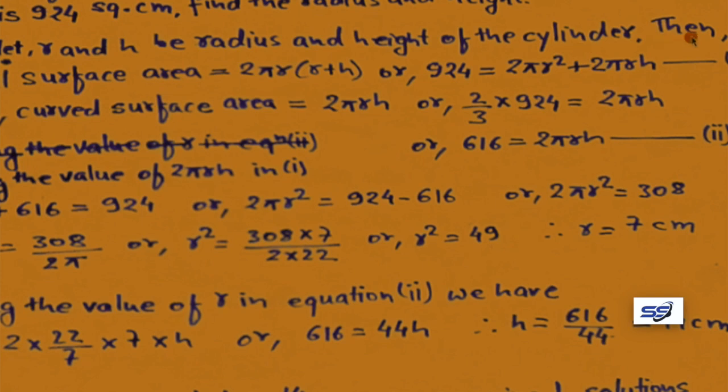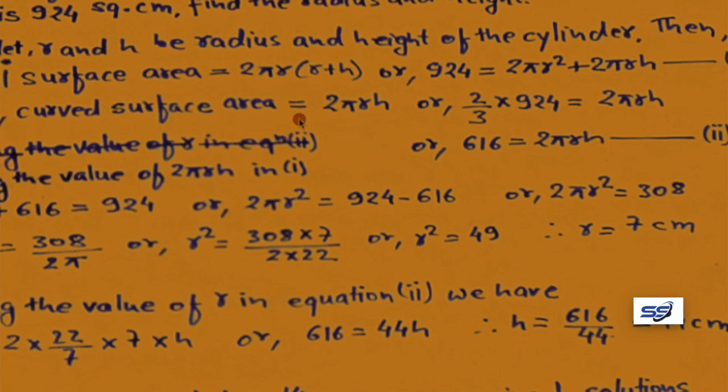We assume this. Then the total surface area is equal to 2 pi R, R plus H. This is our formula. Our formula is 2 pi R, R plus H. Here in the formula, pi means 22 upon 7, 2 is from the formula, R is radius and H is height. Given our equation, 924. Here 924 is given, 924 equals 2 pi R square plus 2 pi R H. The same is expanded here. Let it be equation 1.